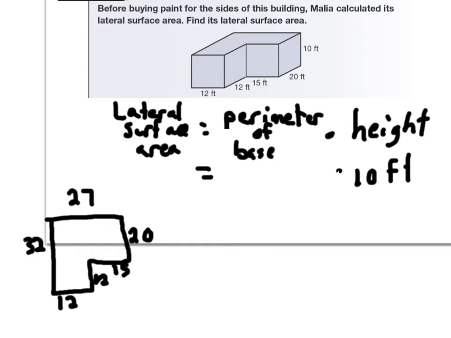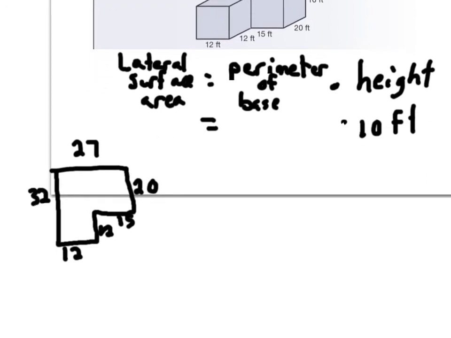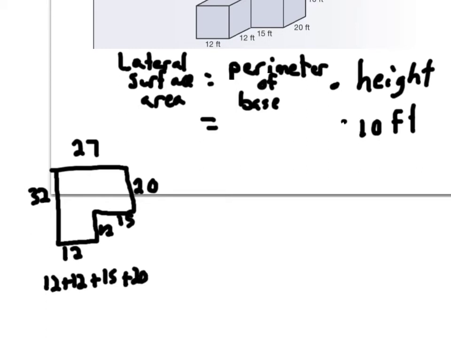So the perimeter of the base is all these numbers added up. Okay, so we need to take, for the perimeter of the base, 12 plus 12 plus 15 plus 20 plus 27 plus 32. Okay, and we want to make sure we got all the sides. We have 1, 2, 3, 4, 5, 6, and I've got 1, 2, 3, 4, 5, 6 numbers I'm adding together. Okay, well, 12 plus 12 is 24. Oops, sorry. Let's erase that.